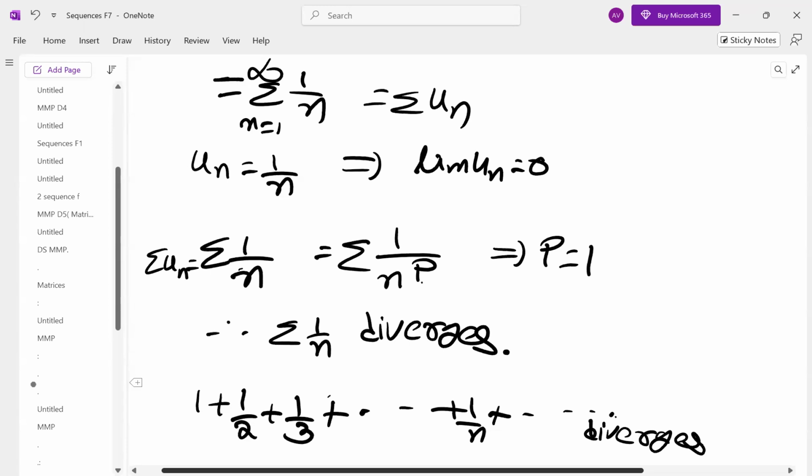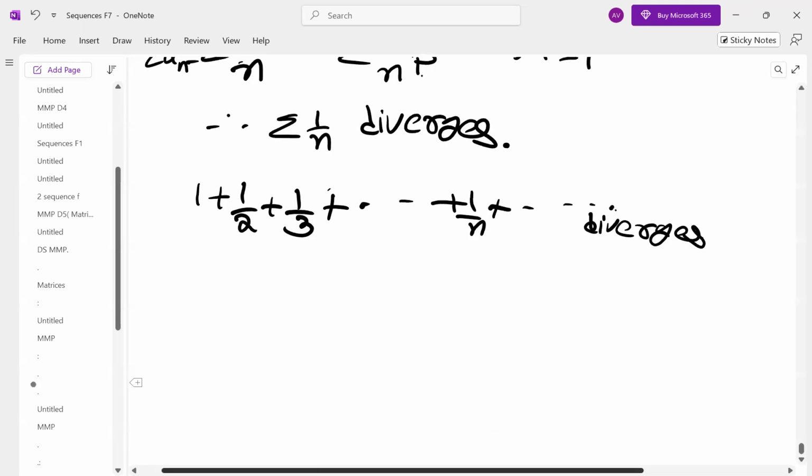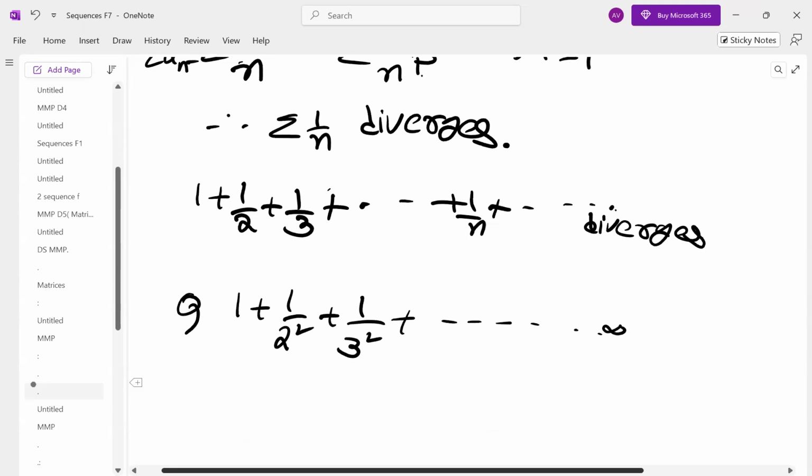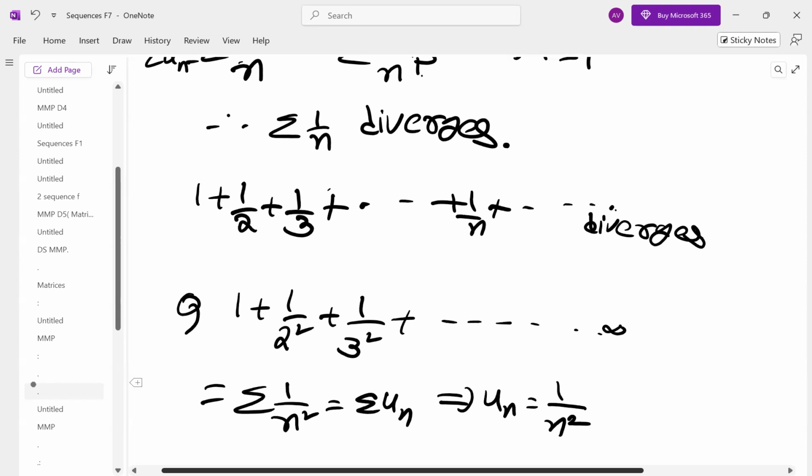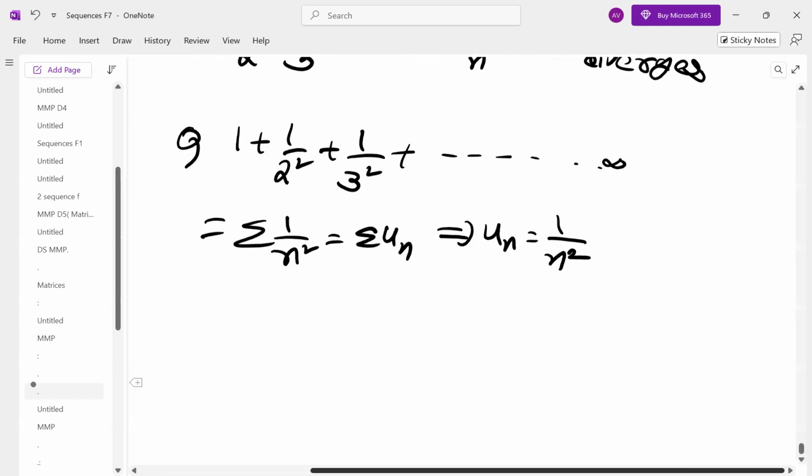Okay? This is summation 1 by n. If you take, for example, another one, 1 plus 1 by 2 square plus 1 by 3 square, all of you know this, very simple. This is nothing but summation 1 by n square. What is un? un is 1 by n square. So what is limit un? It is 0.